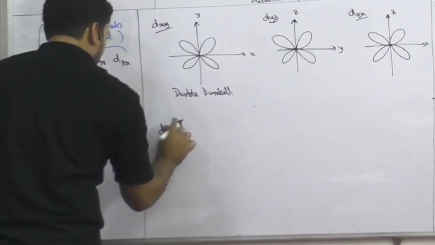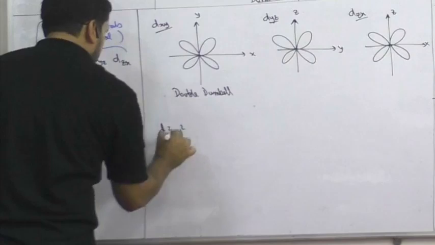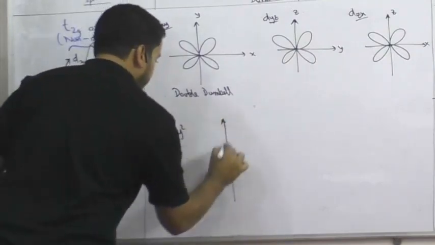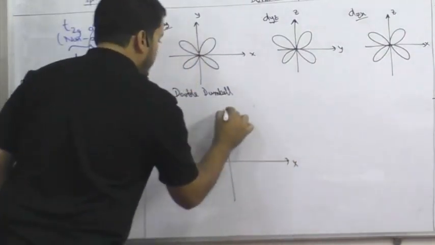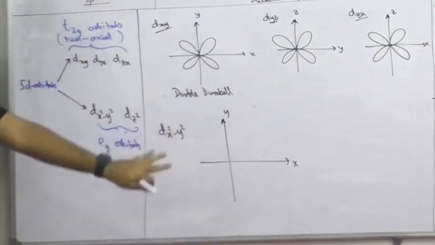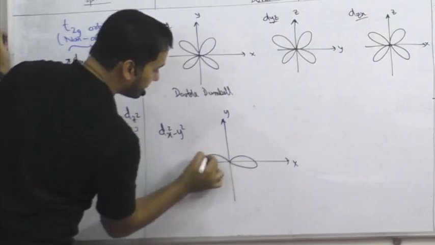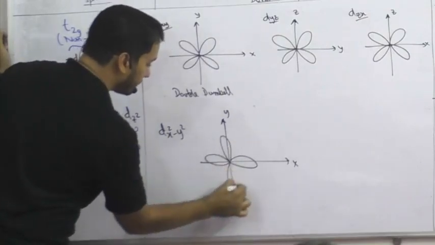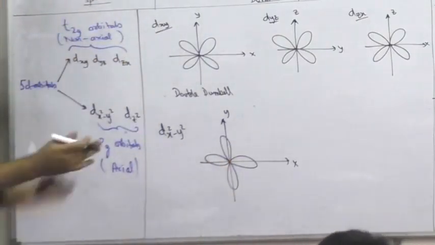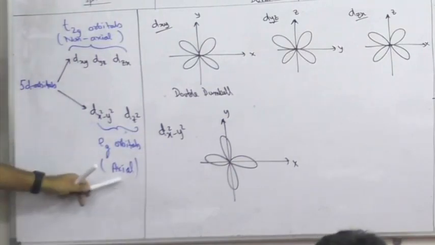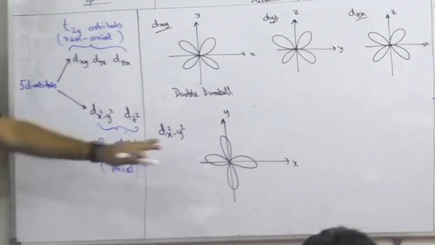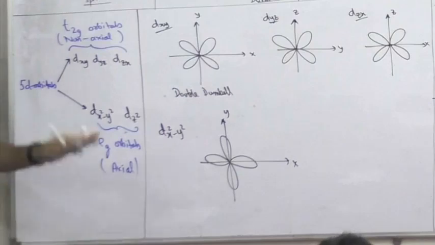Then we have dx square minus y square. Now this orbital looks like this. This is also present in the xy plane. Just like dxy, it is also present in the xy plane, but it's oriented along the axis. ये x और y axis के along है ये, इसीलिए इसको क्या बोलते हैं? Axial orbital, क्योंकि ये x axis और y axis के direction में है lobes, right?